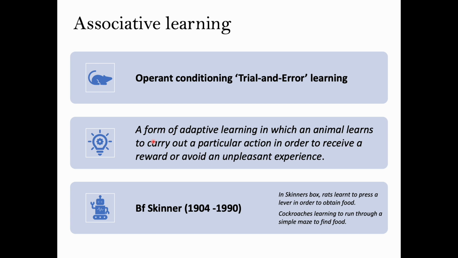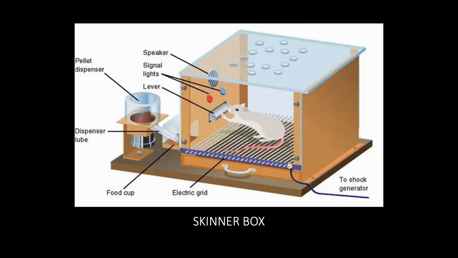A scientist named B.F. Skinner executed this experiment in the Skinner box. So in the Skinner box, B.F. Skinner taught rats to respond to pressing a lever so that they can get a pellet, and then he also put there other stimuli which were associated with punishment. This is an example of the Skinner box.